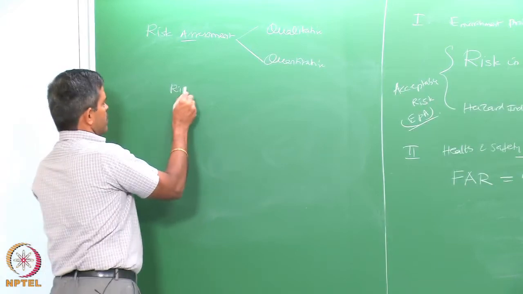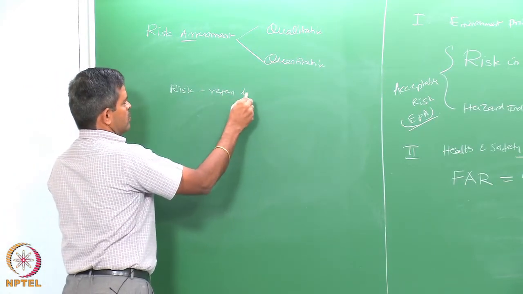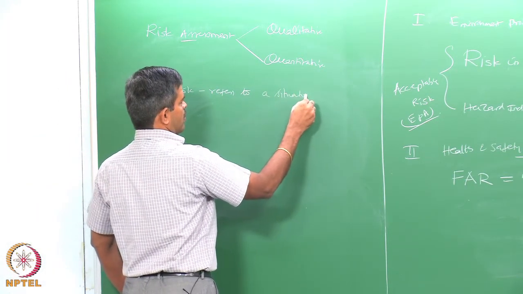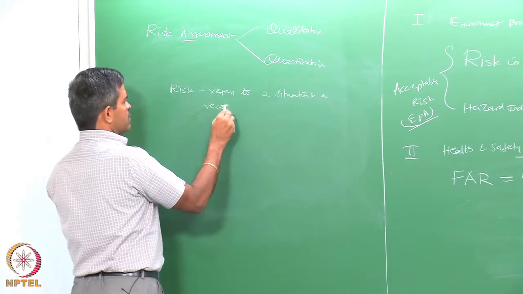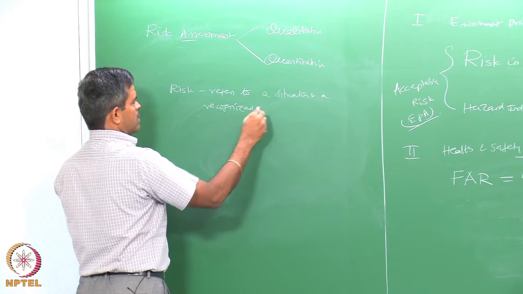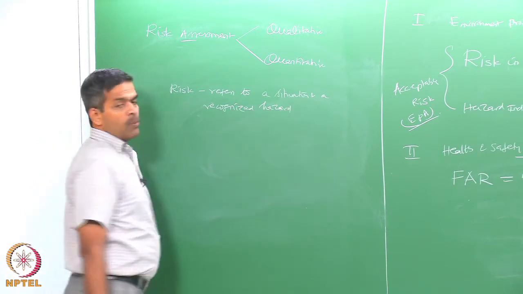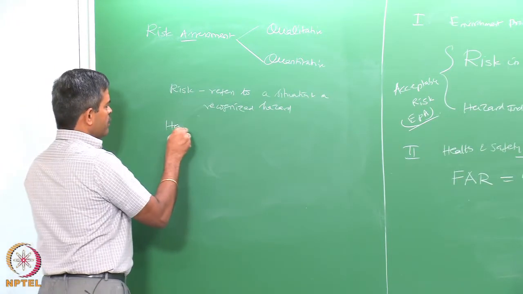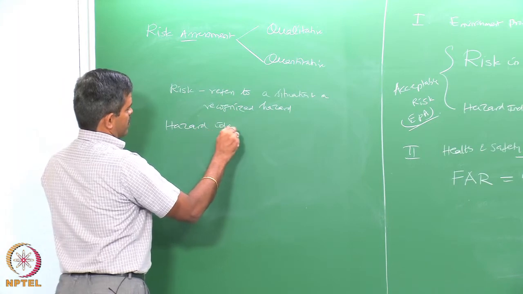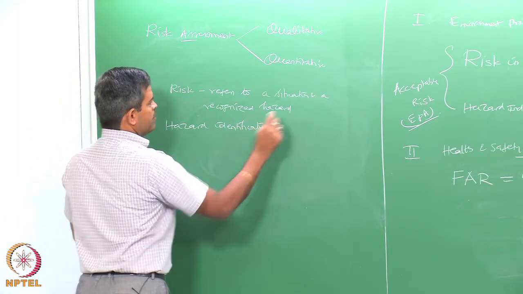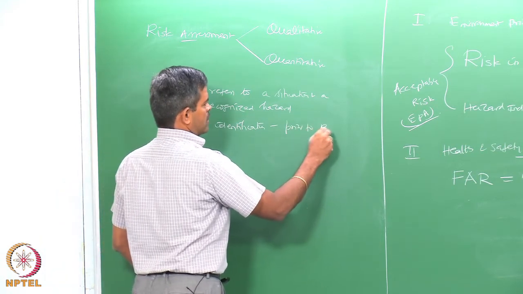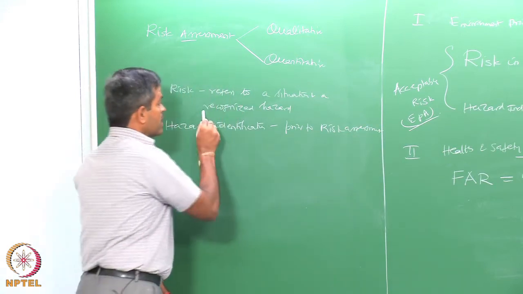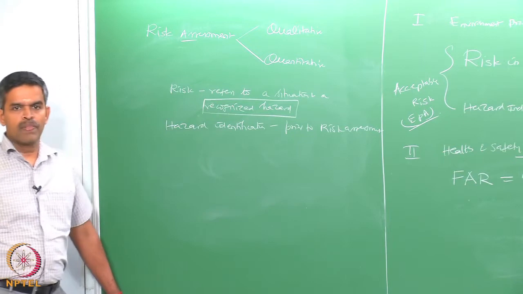So, risk in general refers to a situation and a recognized hazard. So, prior to risk assessment, you should do hazard identification. Hazard identification needs to be done prior to risk assessment. Why? Because risk assessment by definition needs recognized hazards to be identified prior to that.